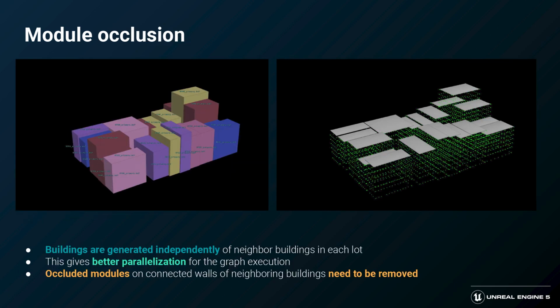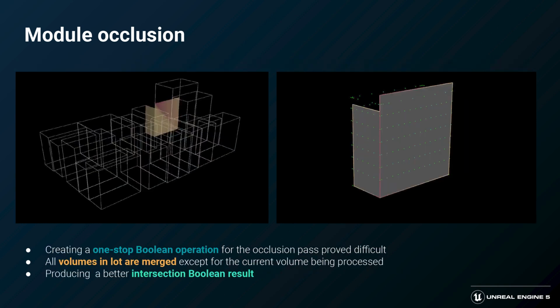Buildings are generated independently of neighboring buildings in each building lot. This gives better parallelization for the graph execution. Occluded modules on connected building walls need to be removed for memory and generation performance. In the city graph, each lot of buildings are passed in as one job. We take the full lot of buildings minus the building having its modules occluded and merge and clean them.